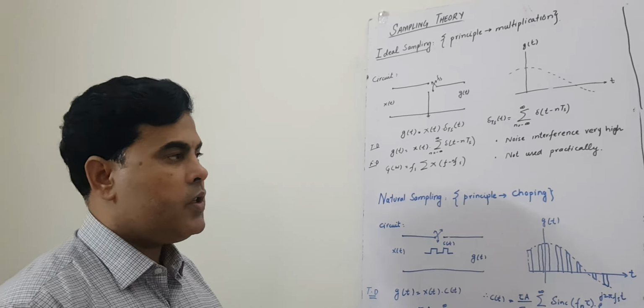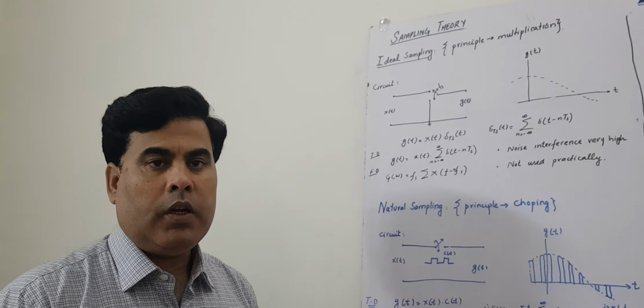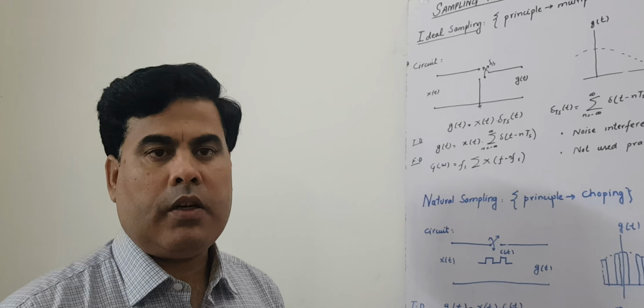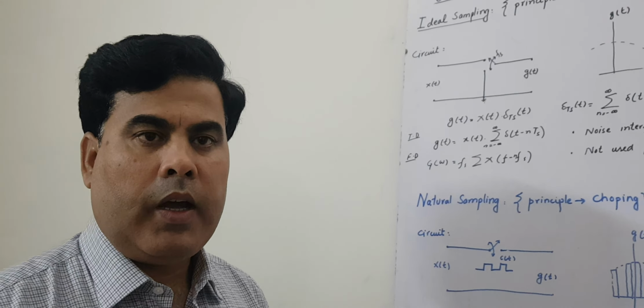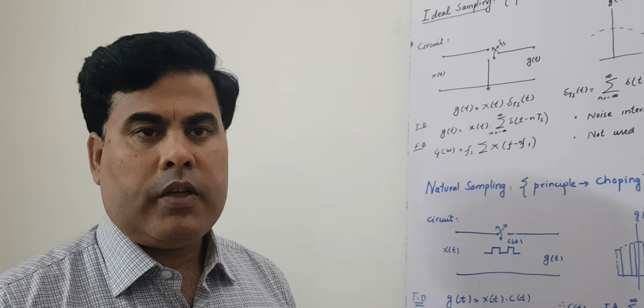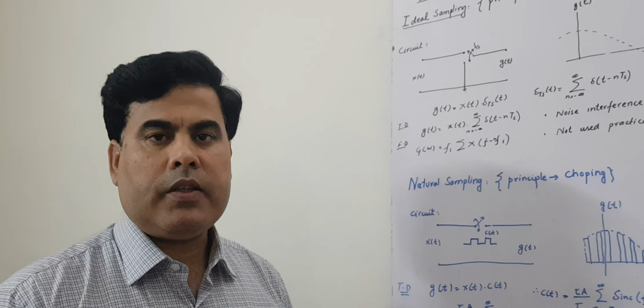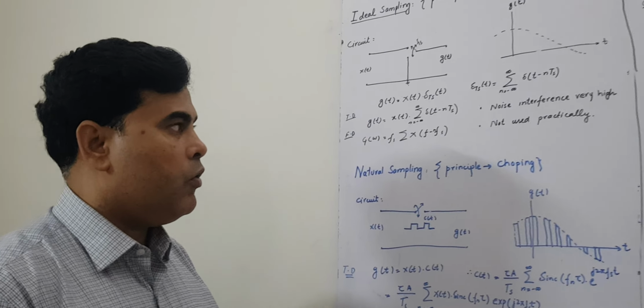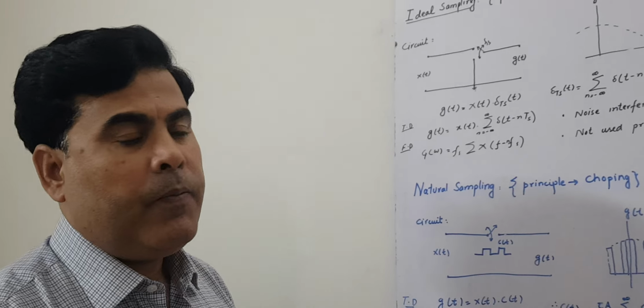Today we are going to discuss different types of sampling. We have already discussed sampling theory in detail in our last lecture, and how it is happening, and the different cases for sampling like undersampling, critical sampling and oversampling. So in this lecture we are going to discuss the types of sampling.